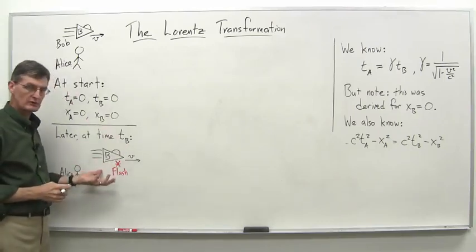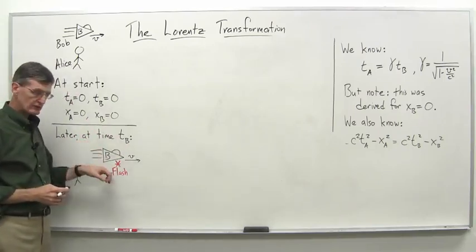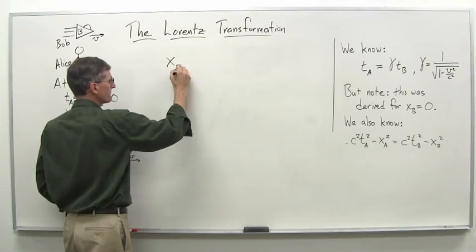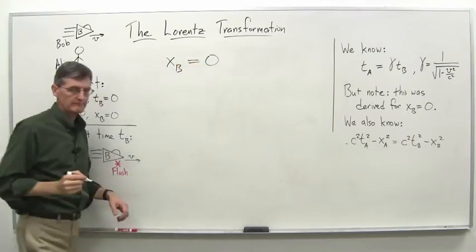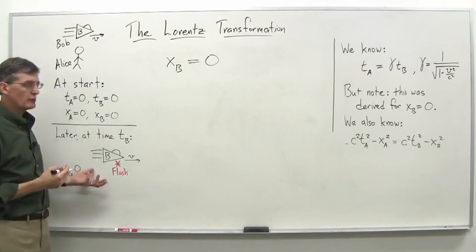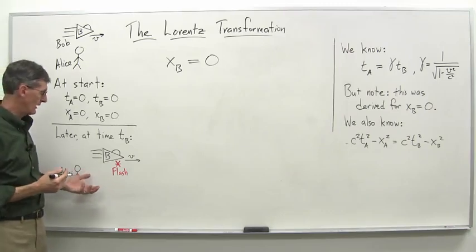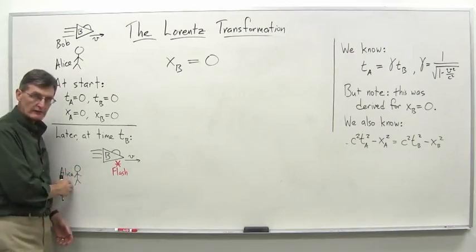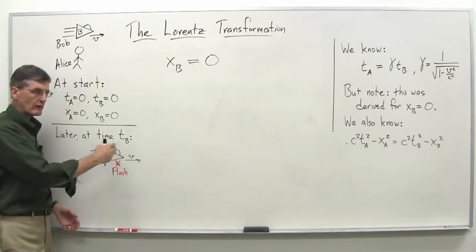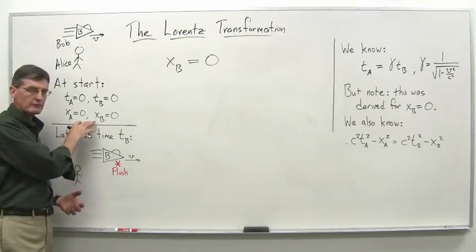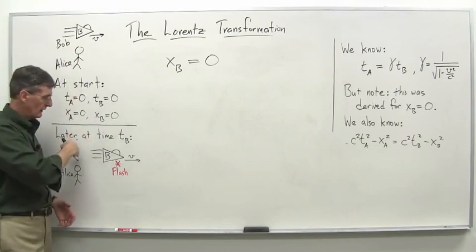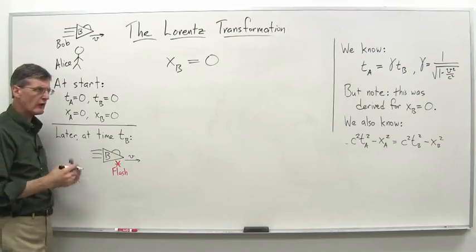Okay, so here's the situation again, later at some time tb, a flash of light. We know, therefore, that the flash of light occurs at xb equals 0, at Bob's cockpit. What else do we know about that flash of light? Well, where does it occur for Alice? Alice sees Bob traveling along at velocity v. We set it up so they measured everything from the origin when they were right together a little while ago, and then Bob traveled on.